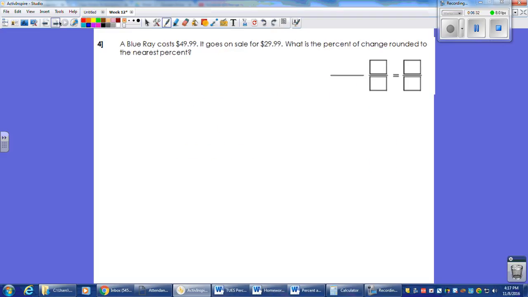This one says a Blu-ray costs $49.99 and it goes on sale for $29.99. What is the percent of change? Whenever you see percent of change, you know you are dealing with the difference over the original. Okay, and I like to make my numbers nice, so we rounded these. $49.99 we rounded to be 50, and $29.99 we rounded to be about 30.